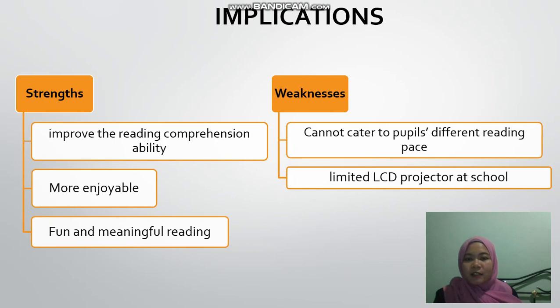Okay, for the weaknesses, the way that I use AWT cannot cater to pupils' different reading pace because different pupils have different reading speed. Some pupils are fast, some pupils are slow. Hence, it is difficult to cater to individual pupils. And the second weakness is limited LCD projector at school, because we know that some schools are not well equipped with LCD projector. Like my school, they have 2 projectors only. So it is difficult for teachers to actually implement AWT when the facilities are not available.